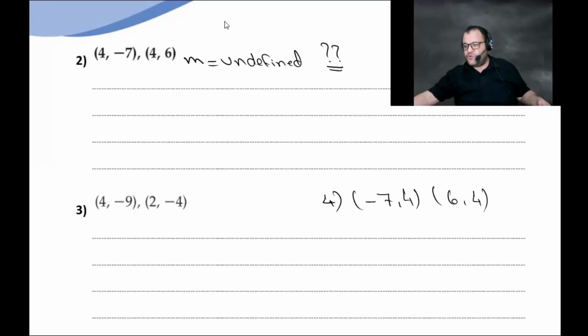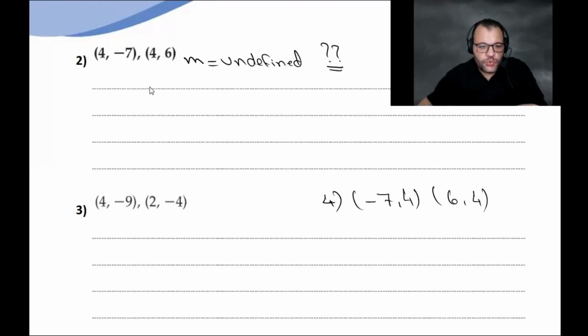No, Varun, you need to solve them again. Okay, so let me check this one. Number 2, we find that the slope is undefined. Stop sending me anything, please. What is the meaning of the slope is undefined?